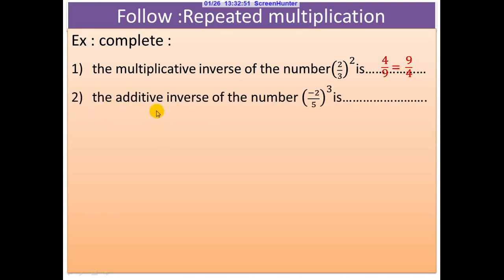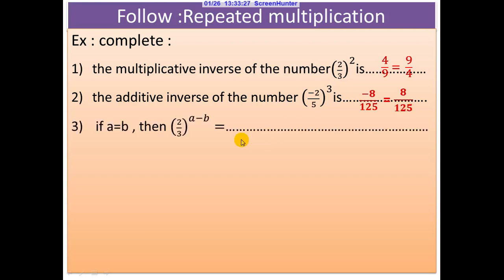Number 2, the additive inverse of the number negative 2 over 5 raised to power 3. As a first step, I told you we must calculate this rational number by using your calculator. It will be equal to negative 8 over 125. And what about the additive inverse of negative 8 over 125? It means we find the opposite sign of this rational number. I mean, if we have negative here, it will be the opposite, positive 8 over 125. This is the final answer.